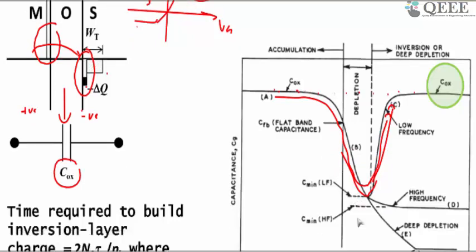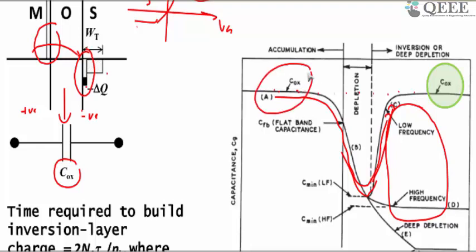But now if you look at this capacitance, if I vary the frequency of the AC signal, that is the AC voltage with which we are going to measure the capacitance, you can see something interesting. Depending upon the frequency of the AC signal, you get two kinds of capacitance at inversion, but you don't have that problem in accumulation. So depending upon whether you use a low frequency or a high frequency AC signal, you get two kinds of capacitances.